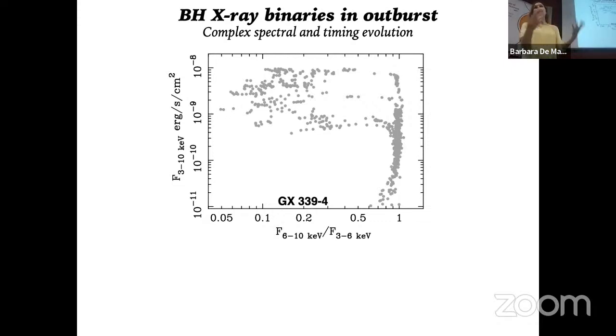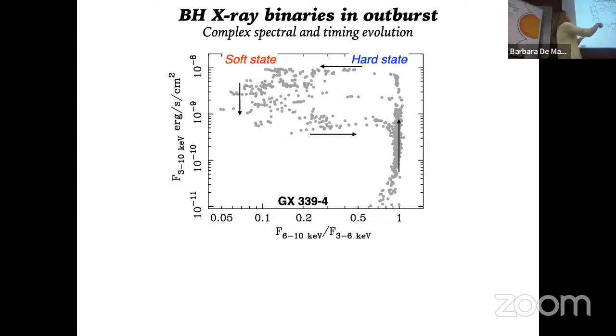And we can summarize this evolution using this kind of plot here, where we plot the intensity of the X-ray emission as a function of hardness, which is the ratio between two X-ray bands. As you see, the source spans a large range in luminosity and in hardness. During an outburst, the source evolves through different states, following a well-defined pattern, moving in this diagram in an anti-clockwise direction.